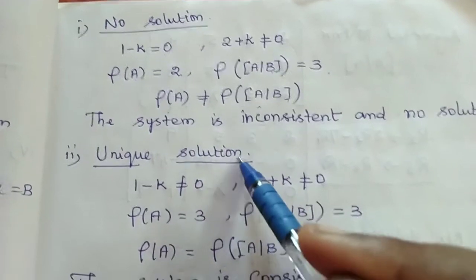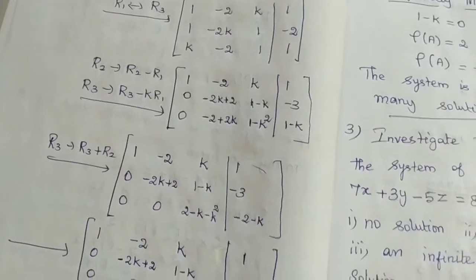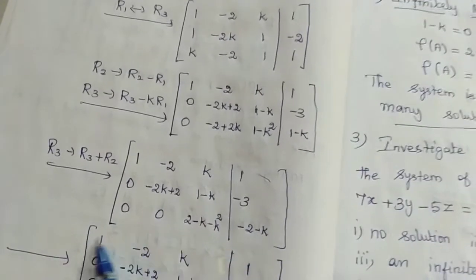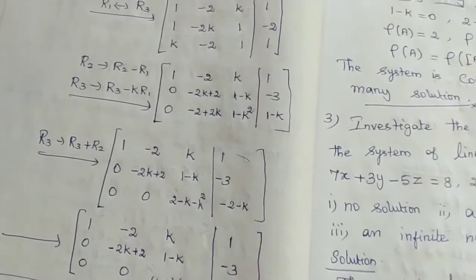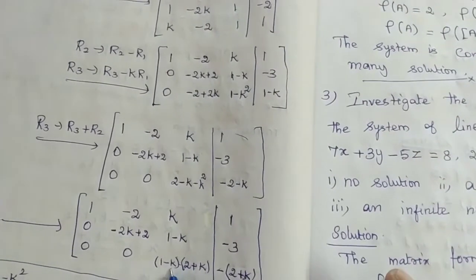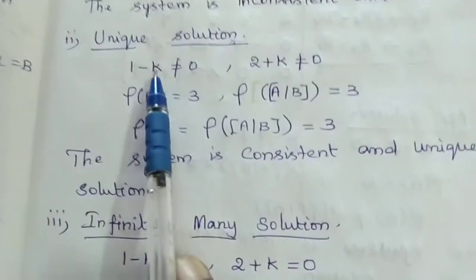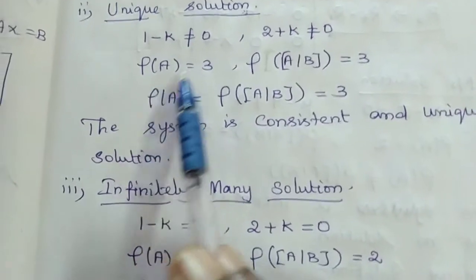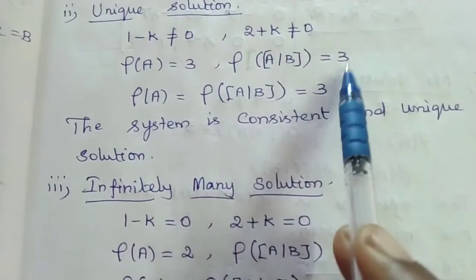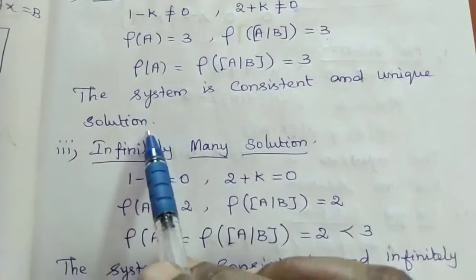Next condition, unique solution. Unique solution means here we want rank of A equal to 3, that means this is not equal to 0. Rank of A by B also we want 3, then this is also not equal to 0. That means 1 minus k not equal to 0, 2 plus k also not equal to 0. But rank of A equal to 3, rank of A by B equal to 3 means the system is consistent and has a unique solution.